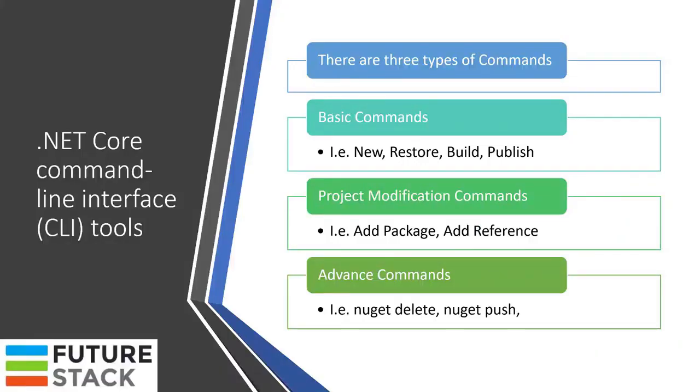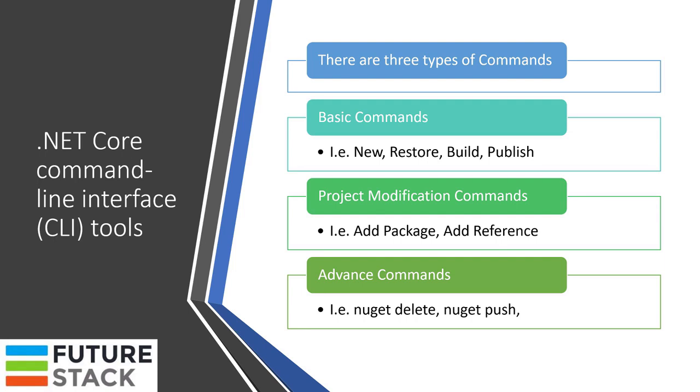So basically, the .NET command line contains three types of commands. One is basic commands. Second is project modification commands, and third is advanced commands. Basic commands include dotnet new, restore, build, and publish. We are going to check those and also demo them to you, so don't worry about that.